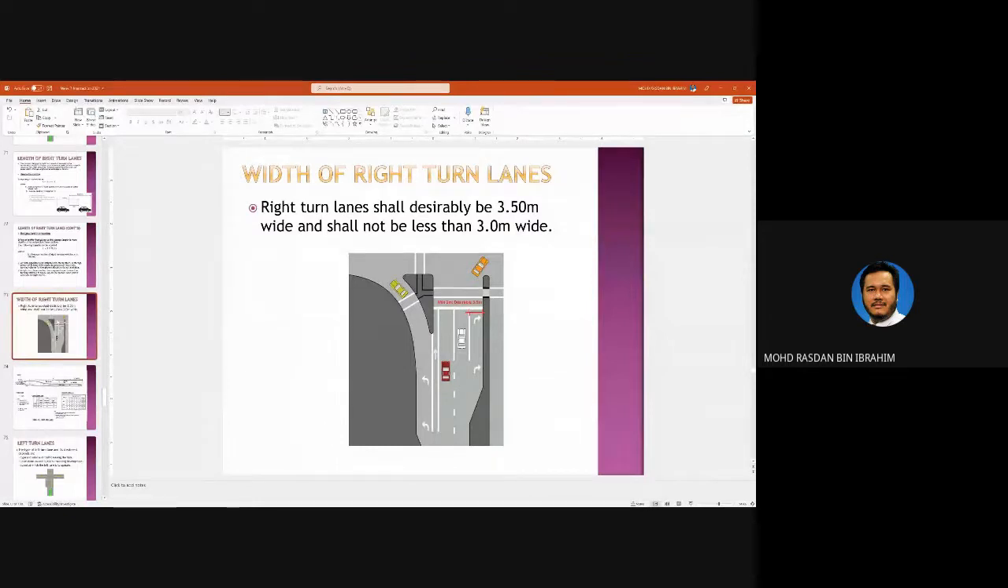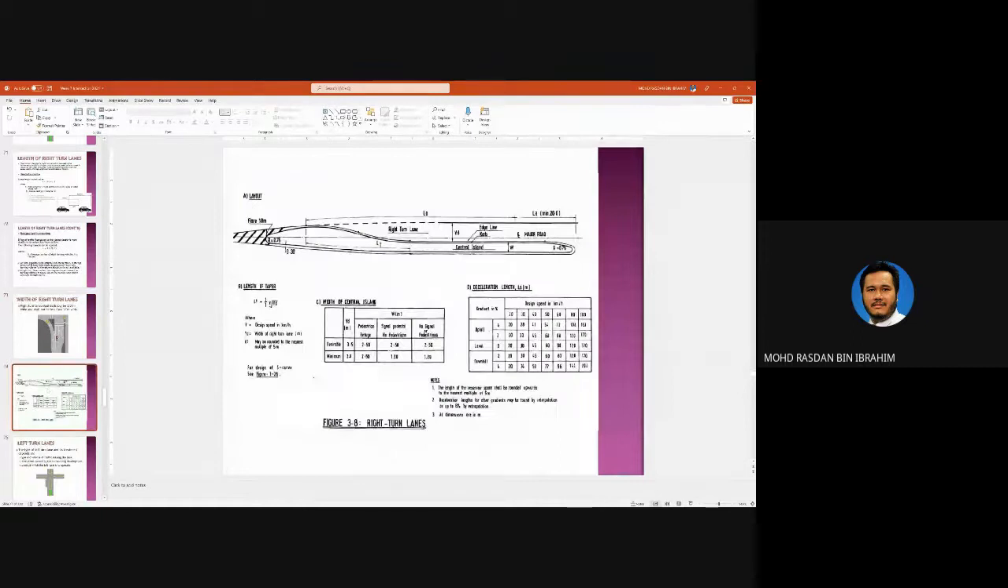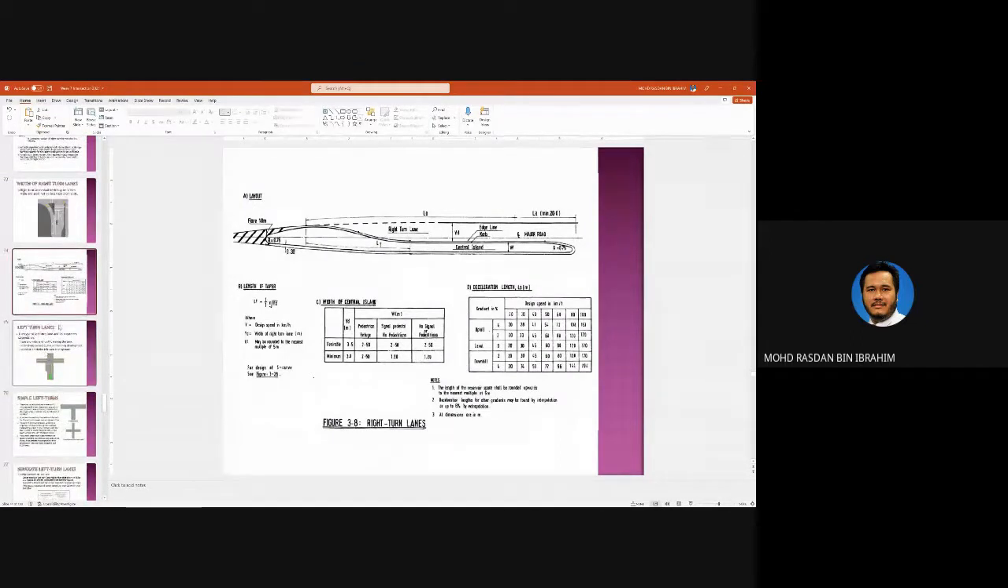Right turn lane shall desirably be 3.5 meters wide and should not be less than 3 meters wide. Okay. Kat sini lah. Sini, sorry. Right turn lane: minimum 3 meters, desirable 3.5. So this is the right turn lane specification. The length of the deceleration length, LD, over here, and LR. Ni tak apalah.